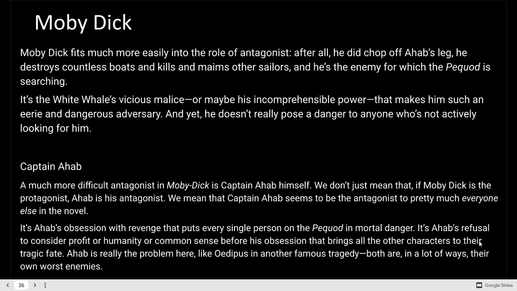Captain Ahab, on the other hand, has dedicated his life to hunting Moby Dick. Sometimes Captain Ahab seems to be the antagonist to everyone in the novel, and sometimes you feel bad for Moby Dick because of Captain Ahab hunting him. And so the protagonist and the antagonist kind of switch places at times throughout the novel, and you'll have to determine who the antagonist is and who the protagonist is. So Ahab's obsession with revenge puts everybody on the ship in mortal danger. Ahab's refusal to consider profit or humanity or common sense before his obsession brings all the characters to their tragic fate. If you can imagine what that might be.